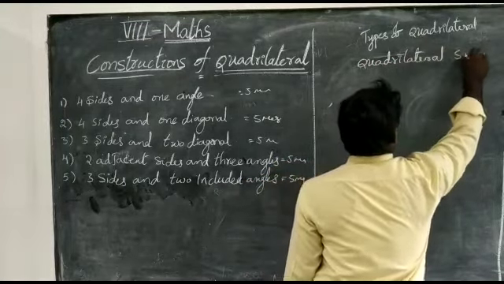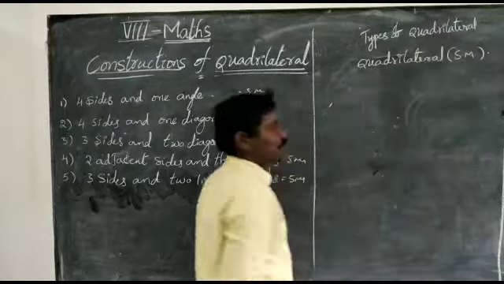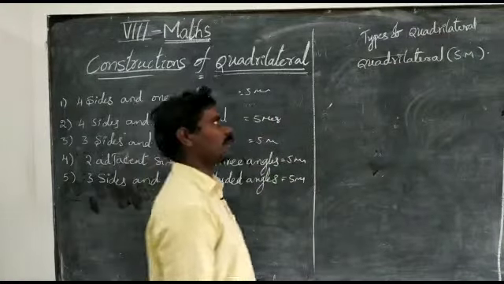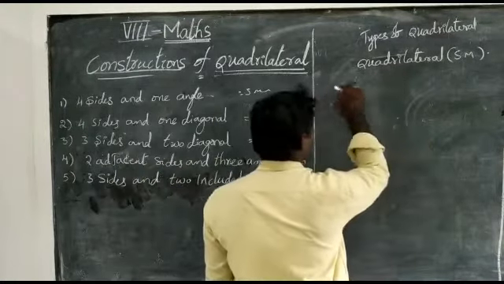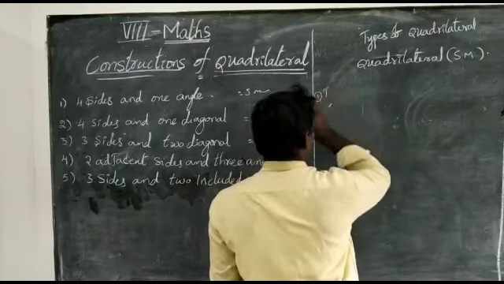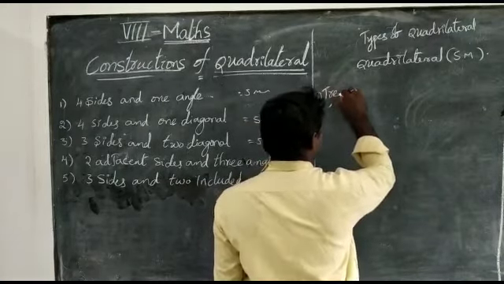We want five measurements. Quadrilateral, we want five measurements. In this, first we are going to the trapezium. First type is trapezium.